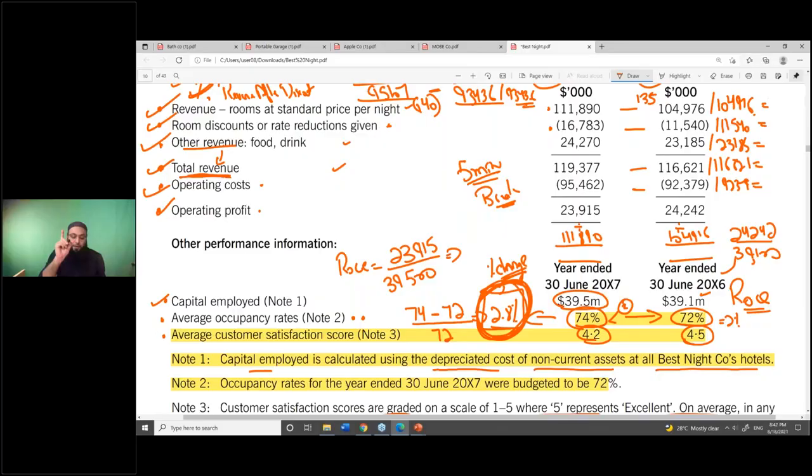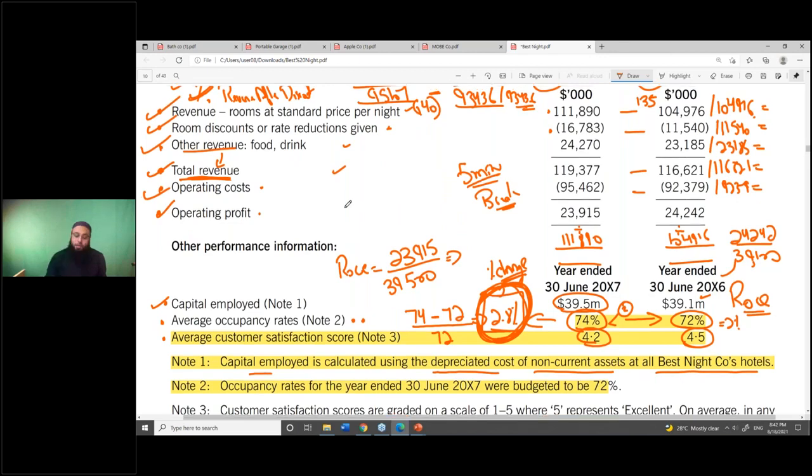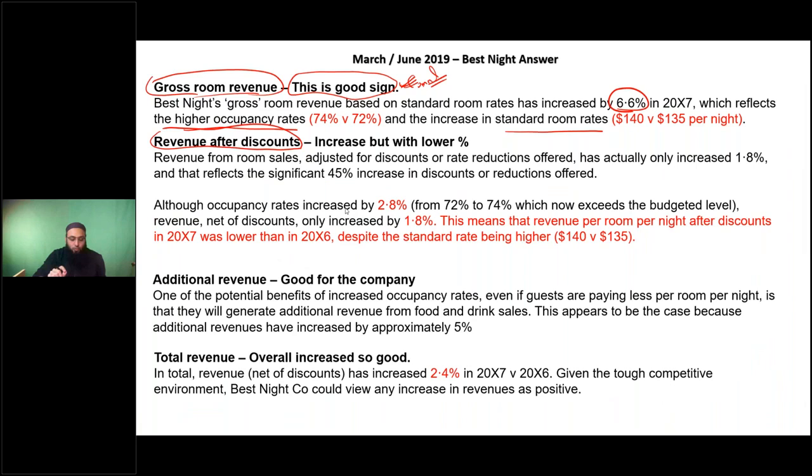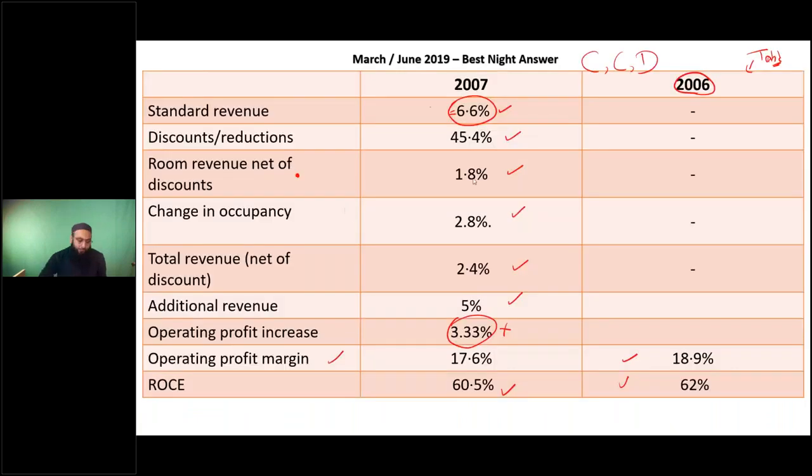This is the revenue after discount, but it doesn't include the revenue of food and drink. I'm talking about this revenue. This revenue doesn't include food and drink. Okay. Now, this revenue increased by 1.8%. Just try to understand.